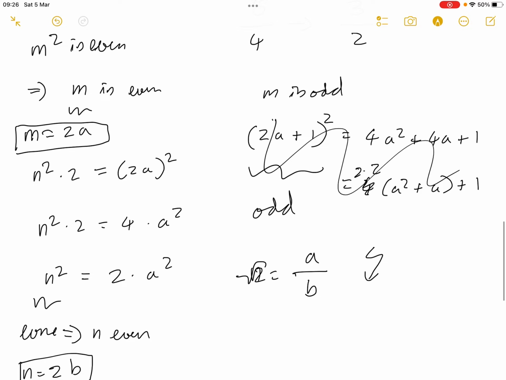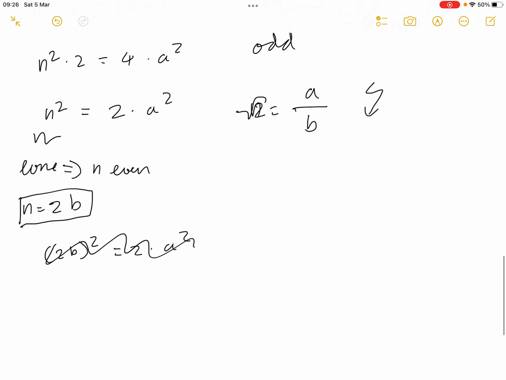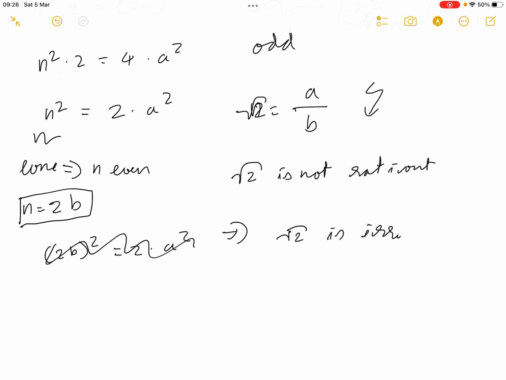So that gives us a contradiction. We said it was in the simplest form, and now we wrote it in a simpler form. And this means that square root of 2 is not rational, and that means that square root of 2 is irrational.